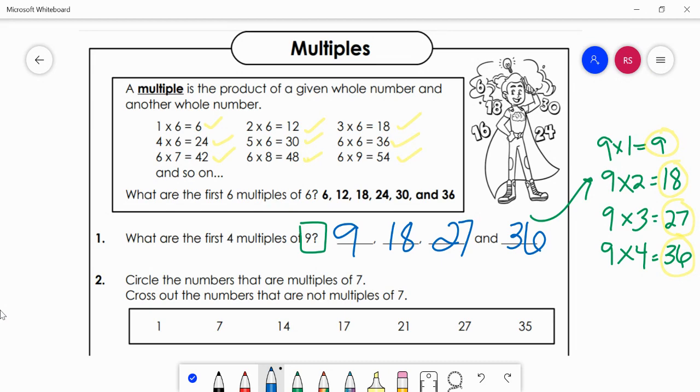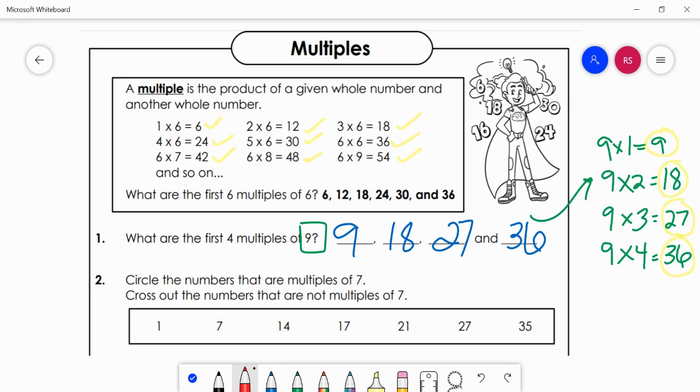Now I want you to pause this video and I want you to circle the numbers or write down the numbers that are multiples of 7 on your paper. So pause this, take a look at the numbers, cross out any numbers that are not multiples of 7, but I want you to circle or highlight or star the numbers that are multiples of 7, and then we'll check it. All right, so you should have done this on your own. You should have paused the video and done this on your own. Now we're just going to check it.